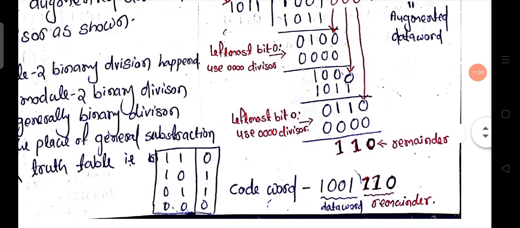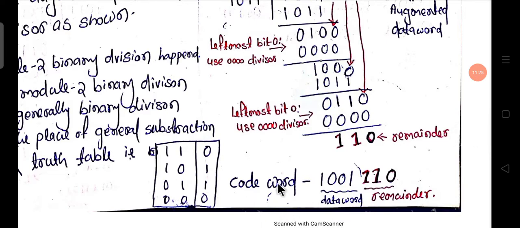And now the code word is what we send from the transmitter after encoding. You see this is our actual information. We add the remainder, 1 1 0. This is called the code word. The code word is the actual word plus the remainder. We send this to the receiver end.